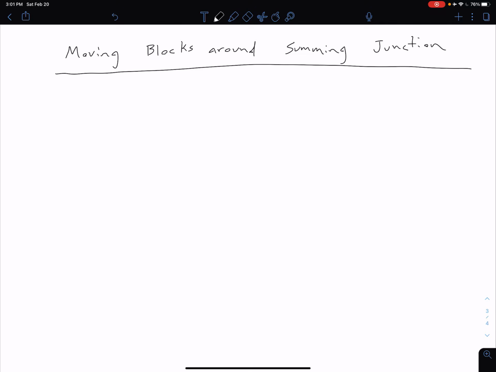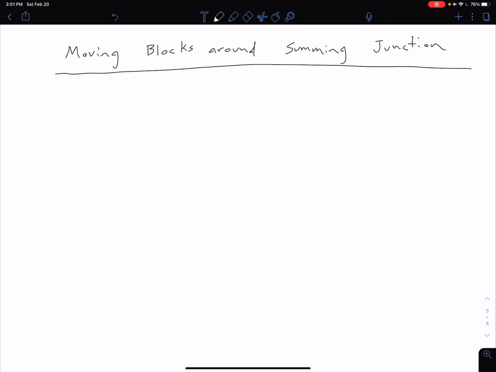In this video, we're going to take a closer look at how we can move blocks around to different sides of our summing junctions. A good question you should be asking yourself is, why do we want to be able to do this? And the answer is we haven't really given a good reason yet. We're going to get to it in a few videos from now.